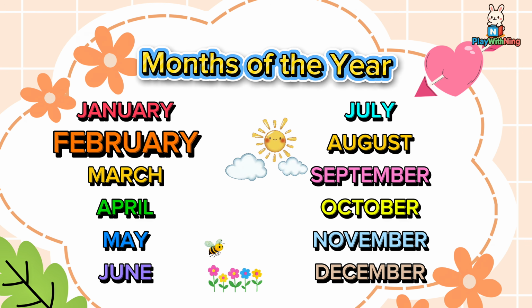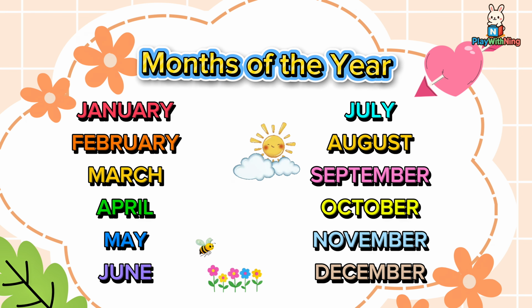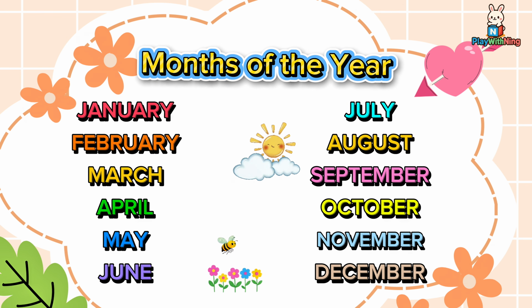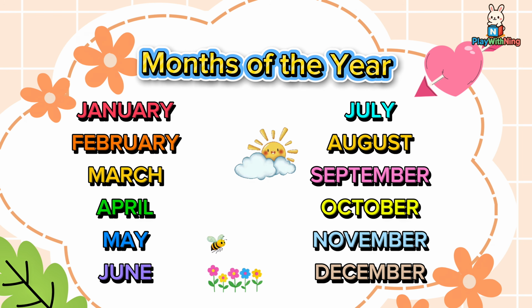January, February, March, April, May, June, July, August, September, October, November, December. Great job, friends! Today we learned all 12 months of the year and spelled them together. Learning is fun when we practice together.